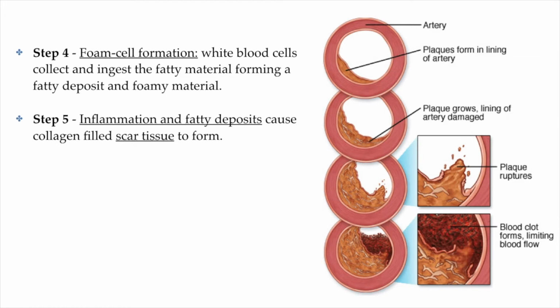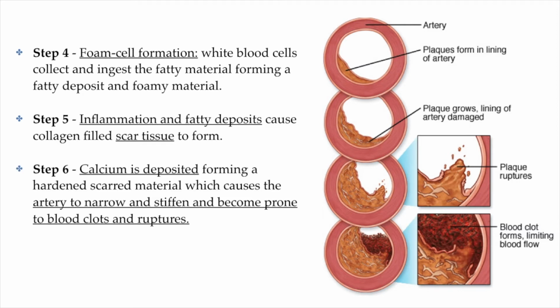And then inflammation and the fatty deposits are going to cause this damaged artery wall now to develop scar tissue. And that's going to lead to the development of a more fibrous tissue called collagen. And then calcium will be deposited within there as well. And that's going to now form a very hardened, very scarred material, which is this thick plaque. And that is going to cause the artery to narrow and to stiffen. And then if the plaque ruptures, that can lead to blood clots forming within the blood vessel itself.